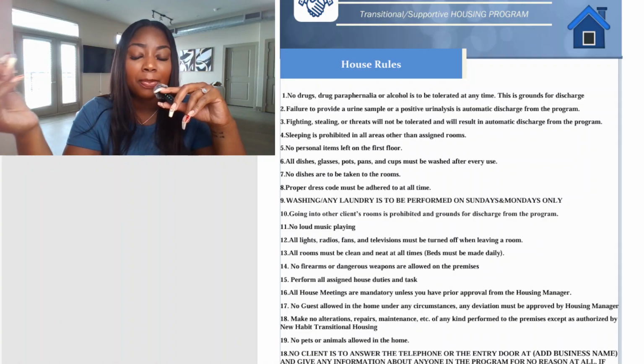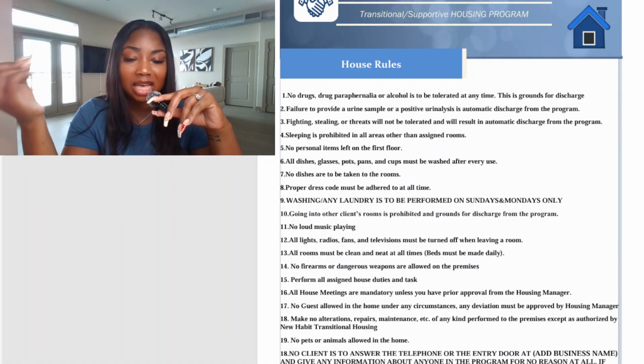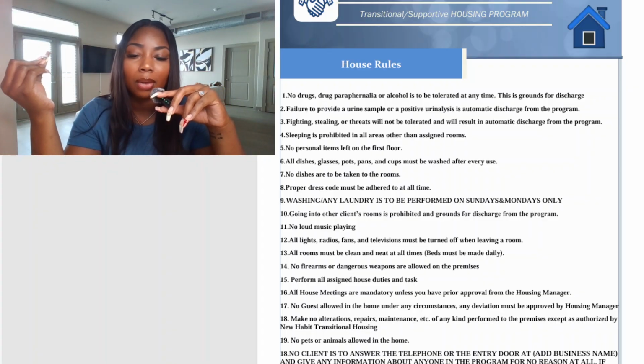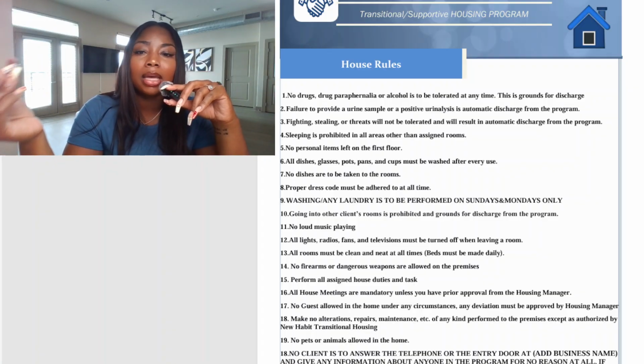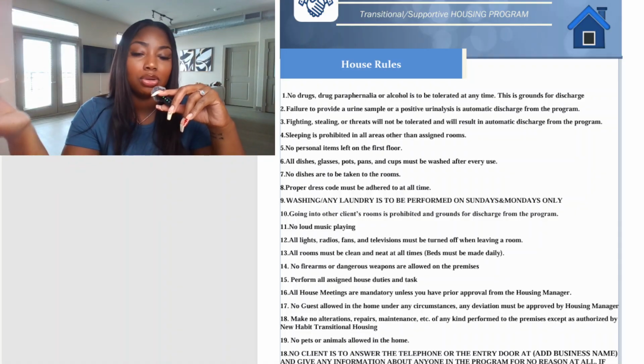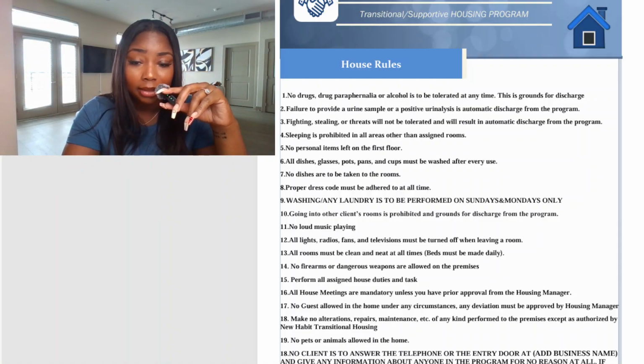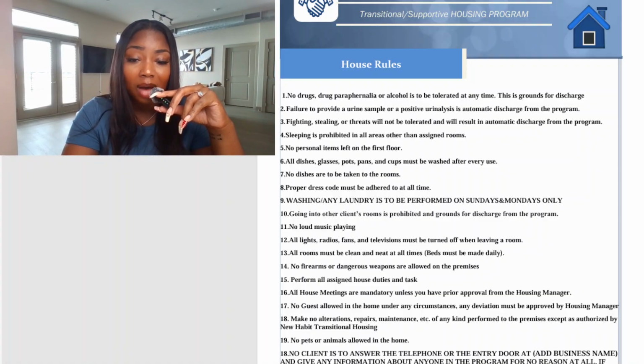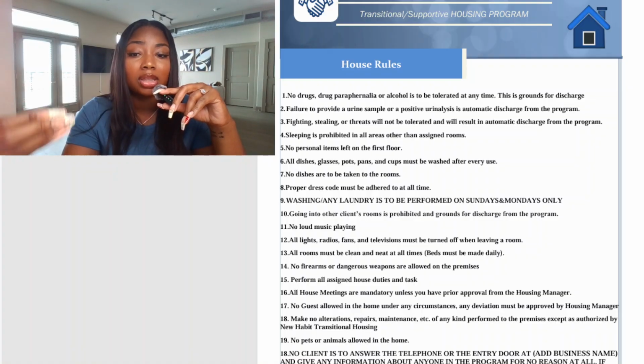Now, let's just say, for example, you don't mind your residents having guests, let's just say between the hours of 7 a.m. to 5 p.m., Monday through Friday. Then that's absolutely fine. For number 17, you'll just remove where it says no guests allowed in the home, and then you'll replace it with that specific house rule that you have.